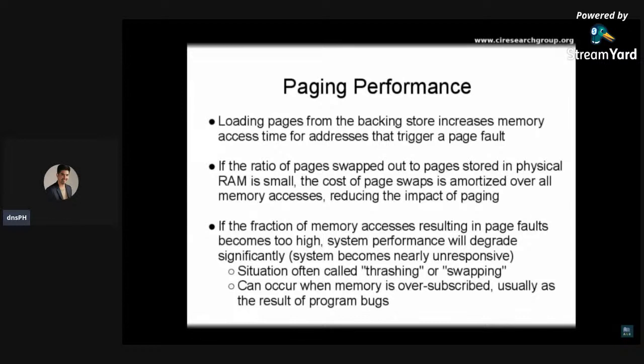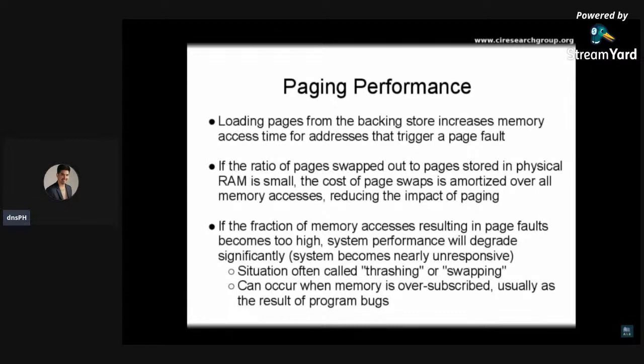memory access. As long as the number of pages swapped out to the backing store is relatively small compared to the total number of pages of memory in the system, the performance cost of page swaps is amortized over all memory accesses. As a result, the average memory access time is increased by only a small amount relative to a system that does not swap out pages.